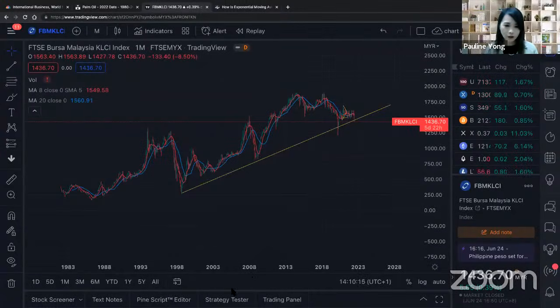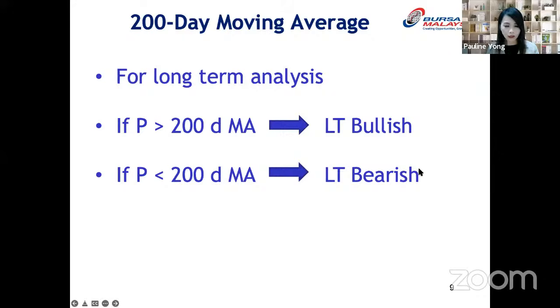Of course, when we are analyzing, we need to look at both fundamental and technical. That is my usual practice. I usually look at both fundamental and technical together. Then only it will make sense to me.